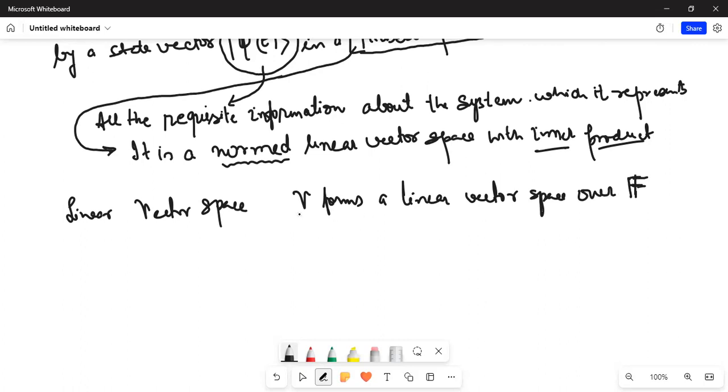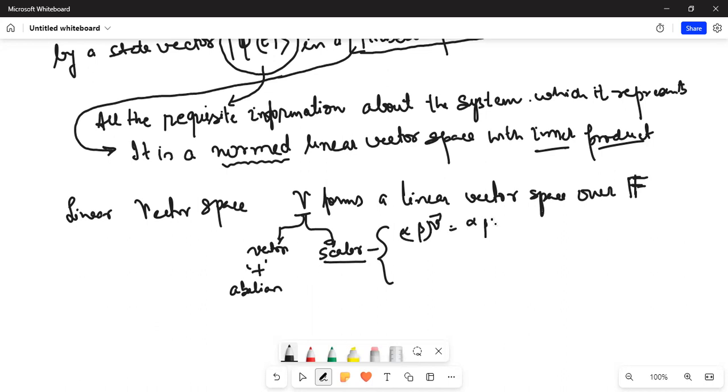If I'm saying linear vector space, it requires me to have two things: vectors and scalars, and there are certain operations defined over them. With regards to addition, these vectors form an abelian group, and with regards to scalar multiplication, there should be properties like alpha times beta times the vector v equals alpha beta times the vector v. Another property is the existence of identity.